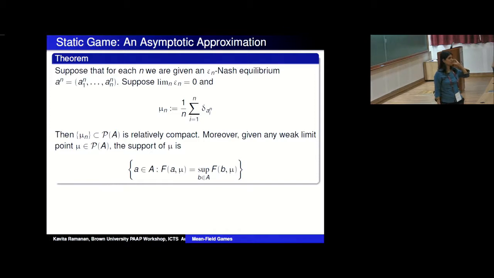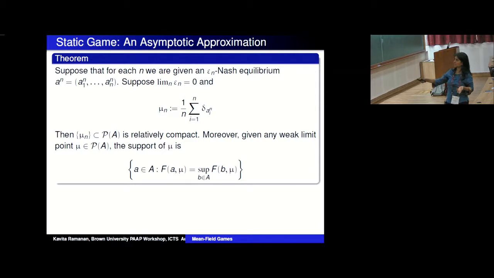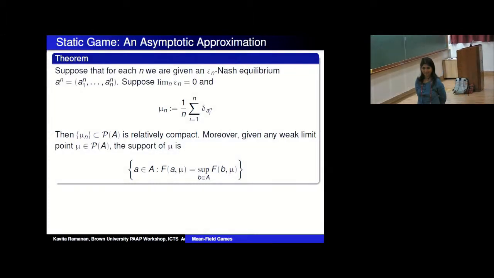I'm not saying anything about there being a unique mu, but I'm saying that any weak limit will be such that the support of mu has to be on those actions that maximize when I use mu. Is this clear? For n-player games?